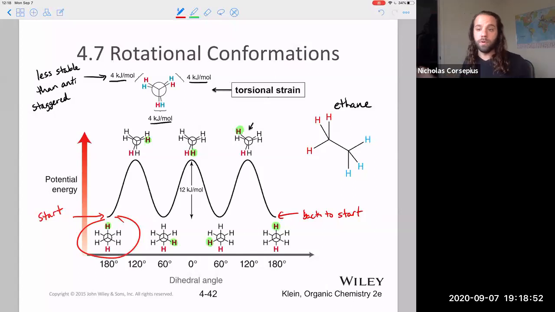Now, of course, molecules are always moving. Thermal energy is plenty enough to overcome these barriers, so it is still rotating. But if you were able to freeze time, go in and look at the conformation, and see how much time it spent staggered versus how much time it spent eclipsed, it would spend most of its time in that staggered conformation.